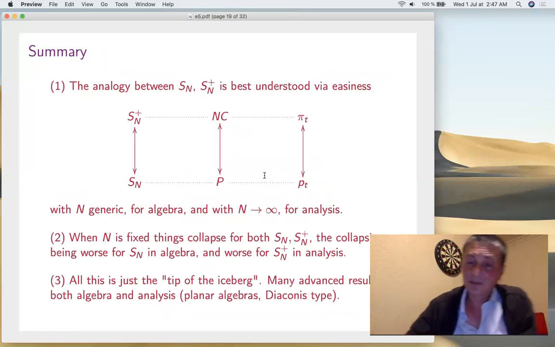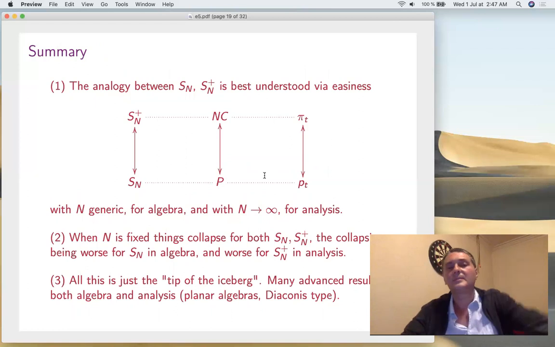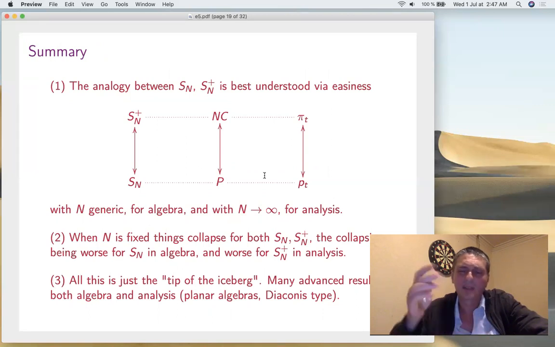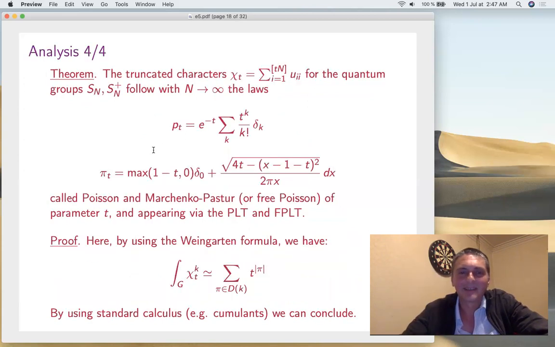This is very interesting philosophically, because you finally see the analogy between Sn and Sn plus. That's best understood via easiness. We know the phenomenon at n equals 2 and 3 where it collapses and then it becomes SO3 and all that. That was totally not understandable algebra. Now I have something very conceptual, which works well when n is generic, when it goes to infinity. All these easiness things you see here everywhere.